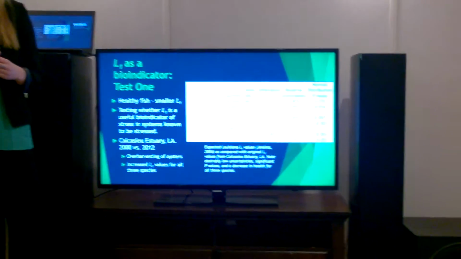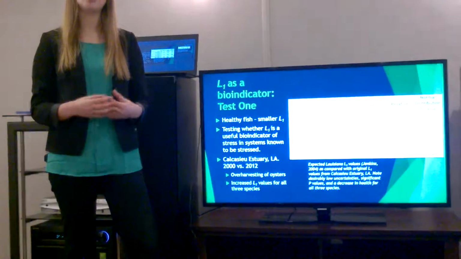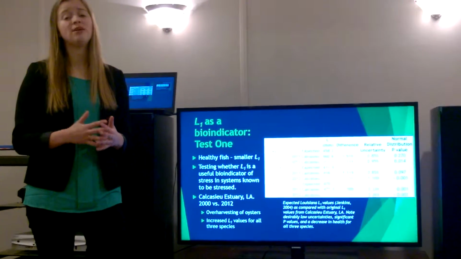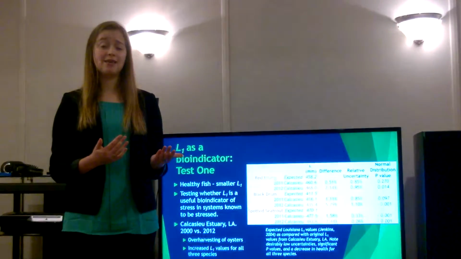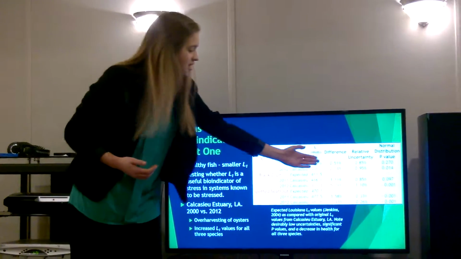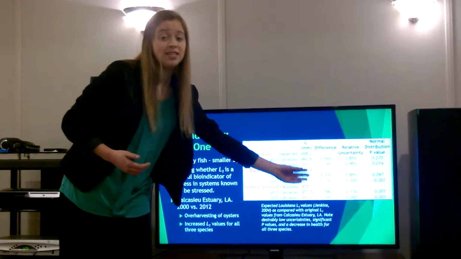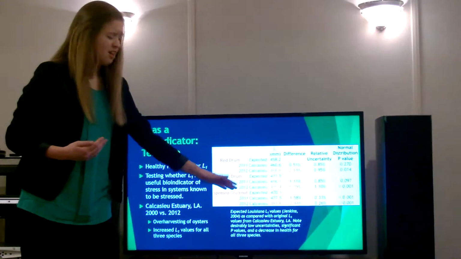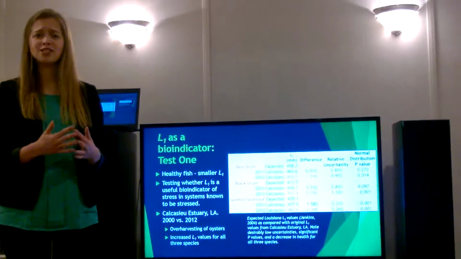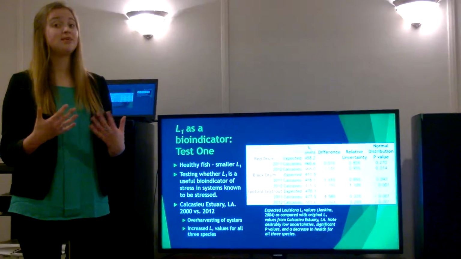And after the Deepwater Horizon oil spill, many areas were closed to oyster harvesting. The Calcasieu was left open, so it experienced extreme overharvesting of oysters and the damage of a lot of valuable oyster reef habitat. As you can see, for all 3 species, L1 saw an increase, which means that all 3 species got less healthy. Black drum were hit the heaviest, with about a 6% increase, which actually corresponds to about 18% underweight, which is a big deal.